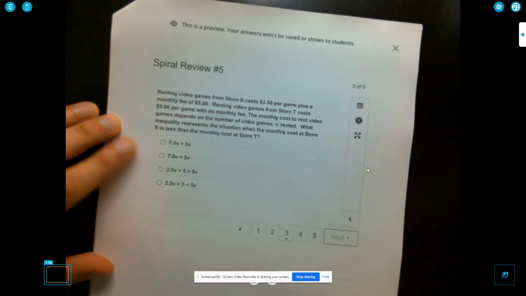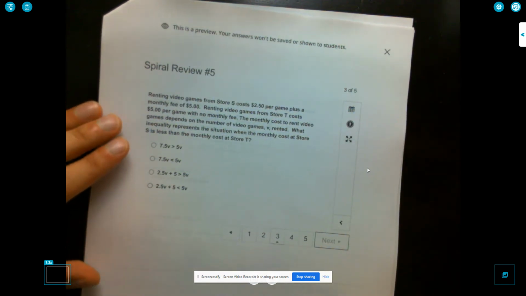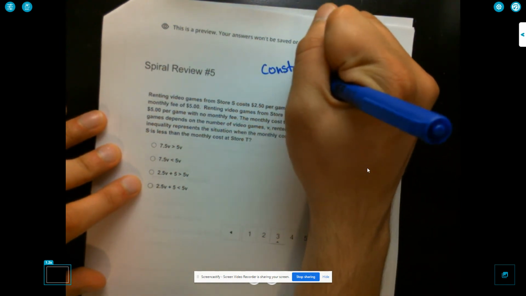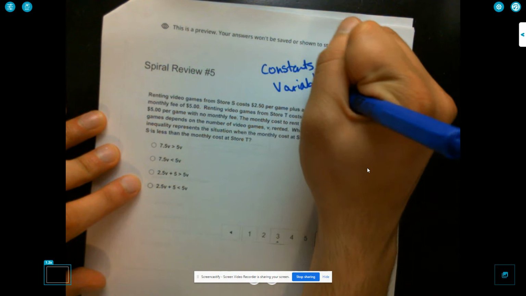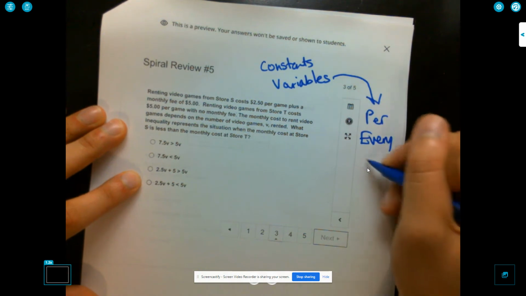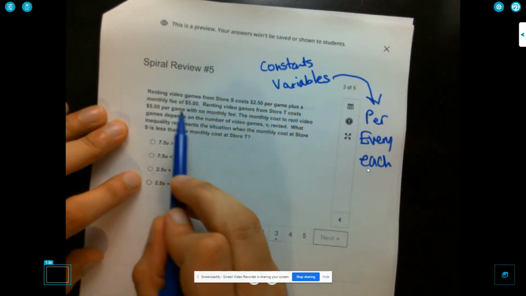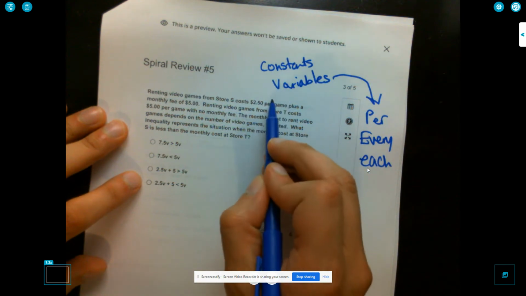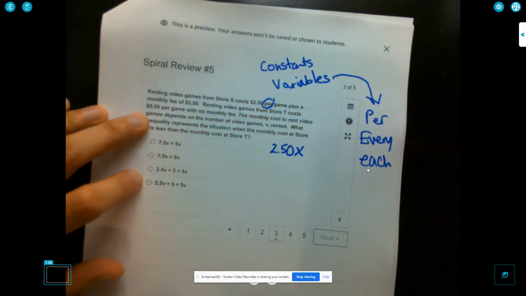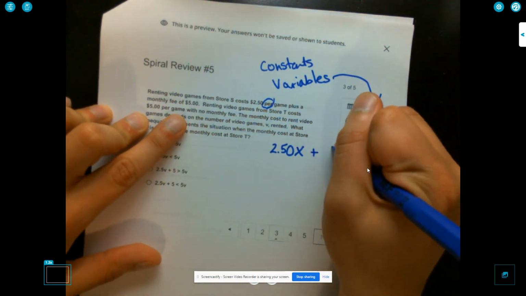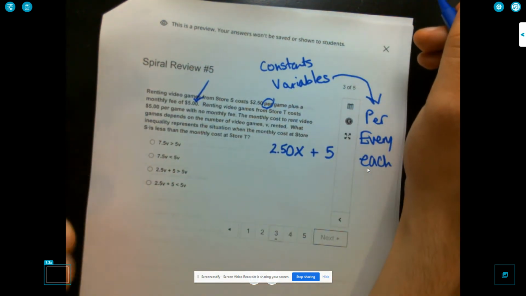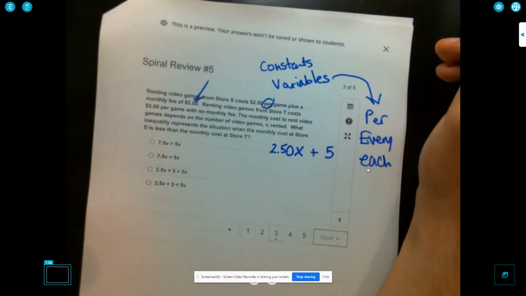All right, this next one says renting video games from store S costs $2.50 per game. So this is just a matter of setting up your constants and variables. So remember your variable words: per, every, each. So if you're renting video games from store S, costs $2.50 per game. So that's going to be set up as 2.50x plus a monthly fee of $5. Okay, so plus 5. 5 is your constant. Remember, constant is the number that's by itself. Constant is a number that isn't changing, or a starting amount, initial amount.